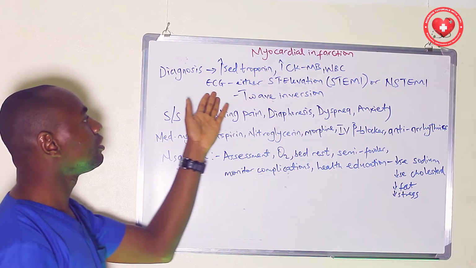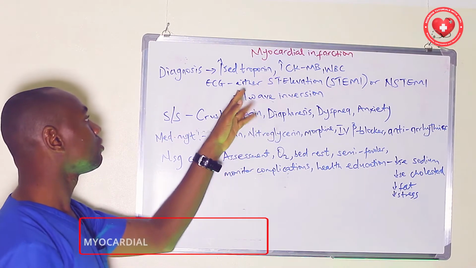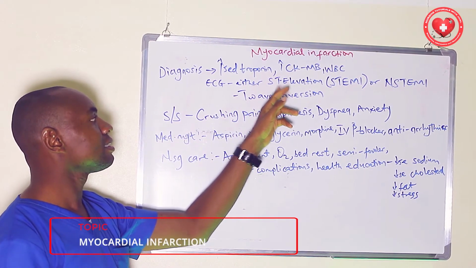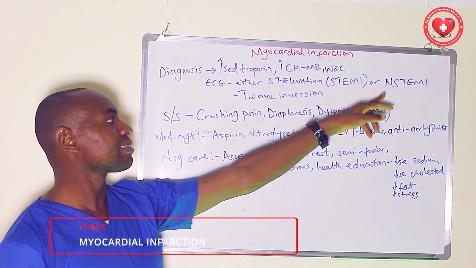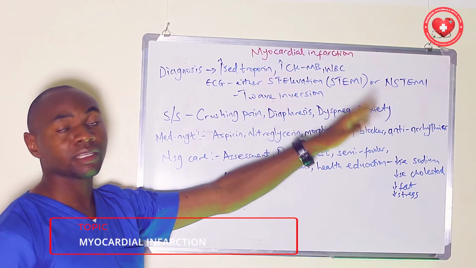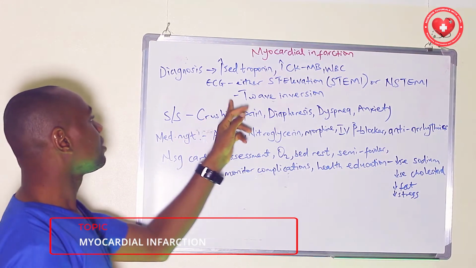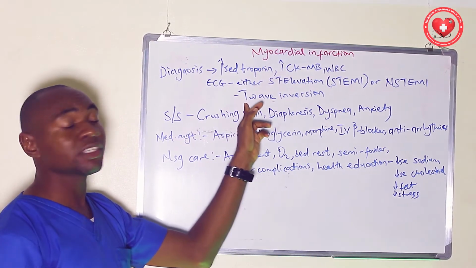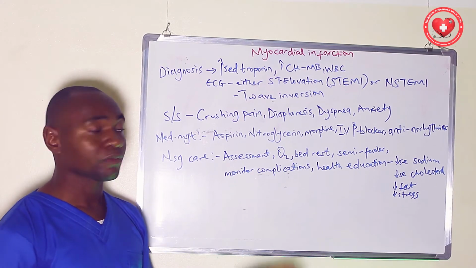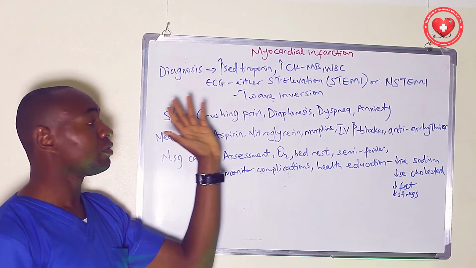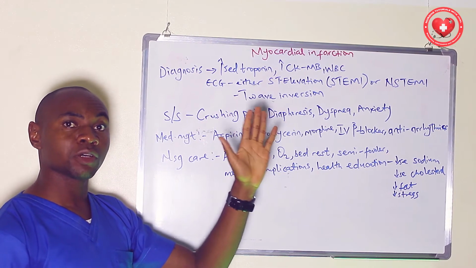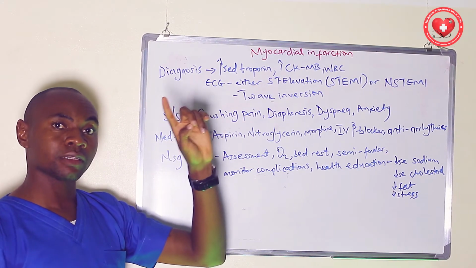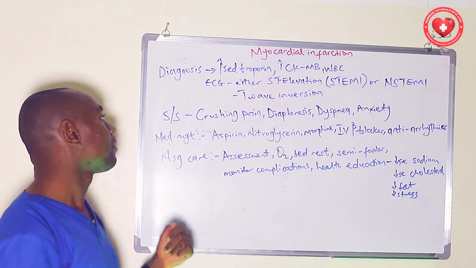Now, ECG reading is likely to show either ST elevation or non-ST elevation myocardial infarction. Another ECG reading could also show T-wave inversion. Now, for the video on normal ECG readings, you can check the link below to watch it.